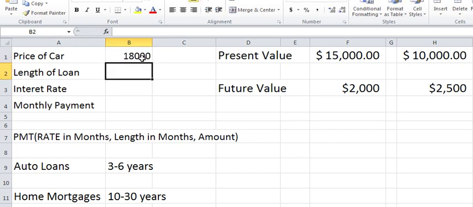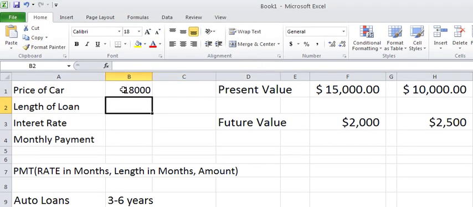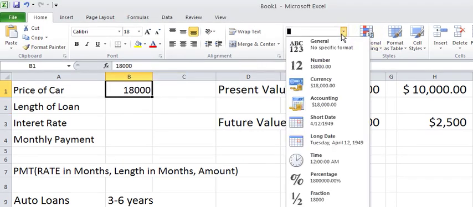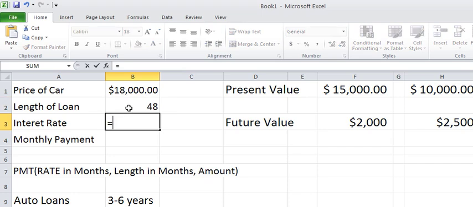Just remember in Excel, you don't have to put any kind of commas or dollar signs. They have values up here that can convert it to currency, for example, so you don't have to type those in. Let's say we're doing 36 months on this car. I'll do 48, make it a little bit easier to pay off. And then the interest rate, remember, there are actually two ways you can do this. You can divide it by 12 in your formula, or you can put it divided now.